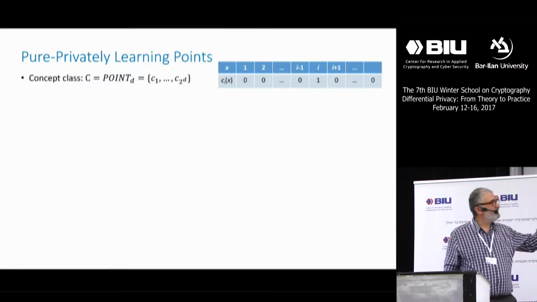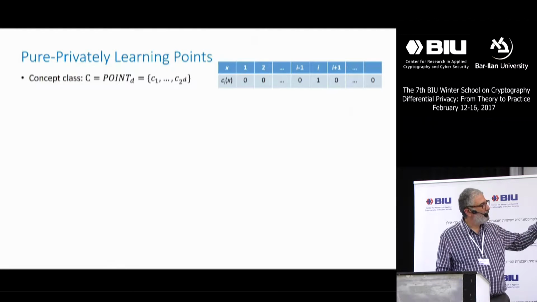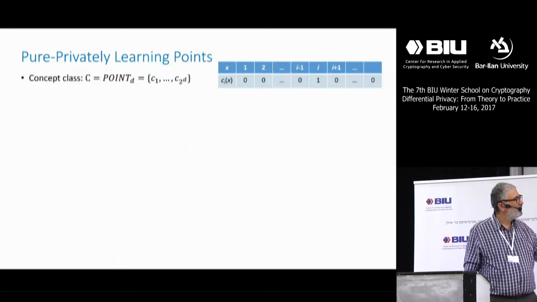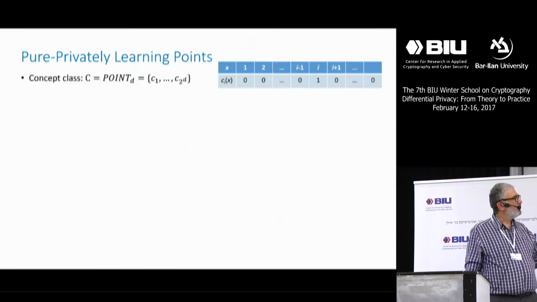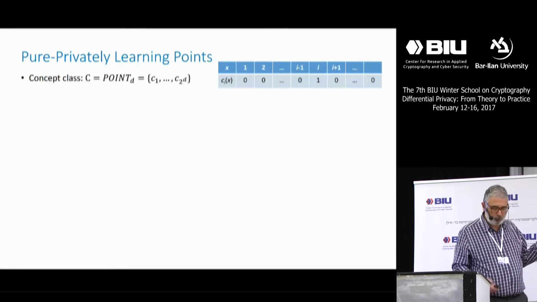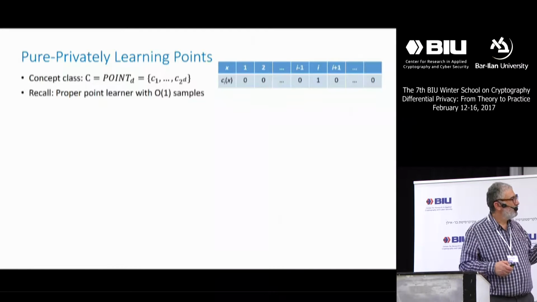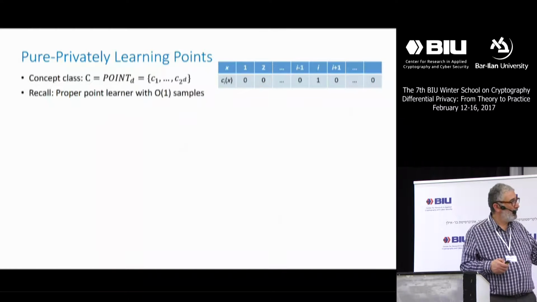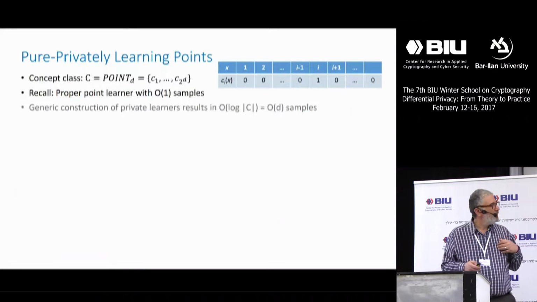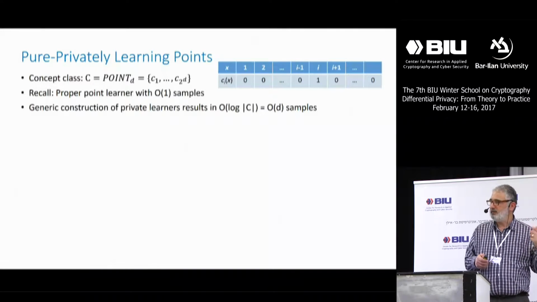So I want to go back to this simple case of learning point functions. On the right, you have a picture of such a concept. The concept class contains 2 to the d hypothesis concepts, where d is the size of the representation of a concept. Without privacy, we can learn points properly with just order of 1 samples. With privacy, the generic construction gives us something that is logarithmic in the concept class, which in this case is d.